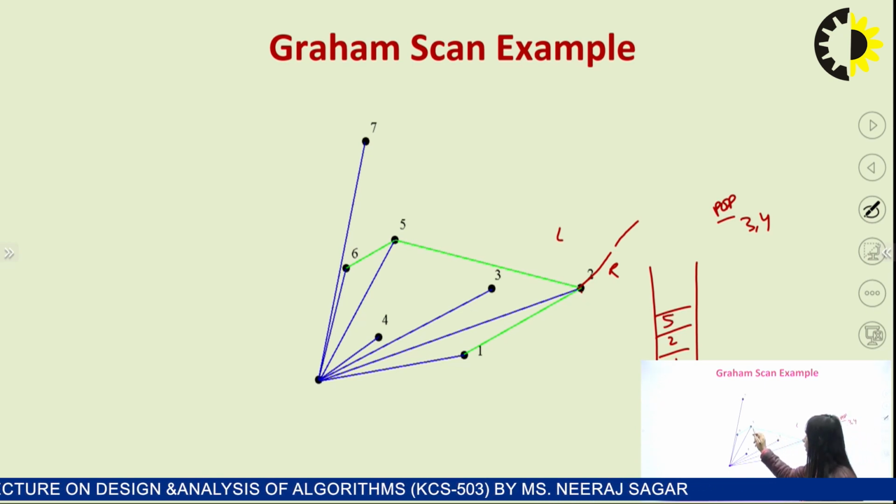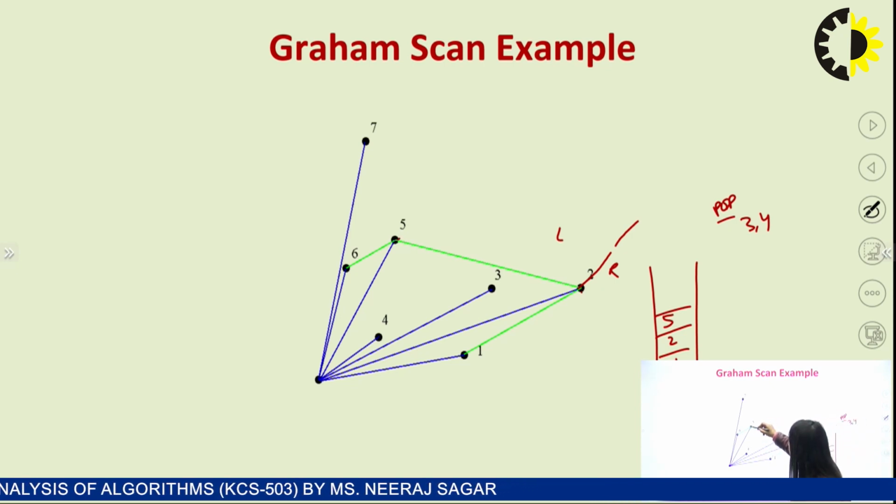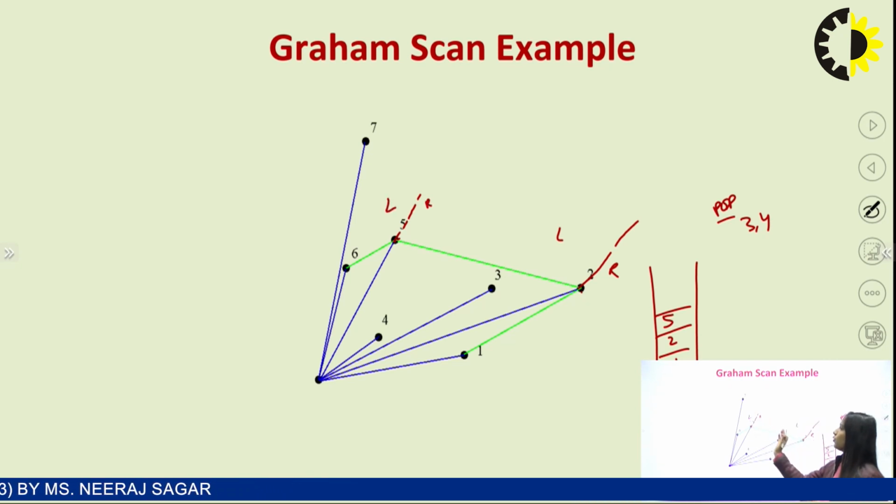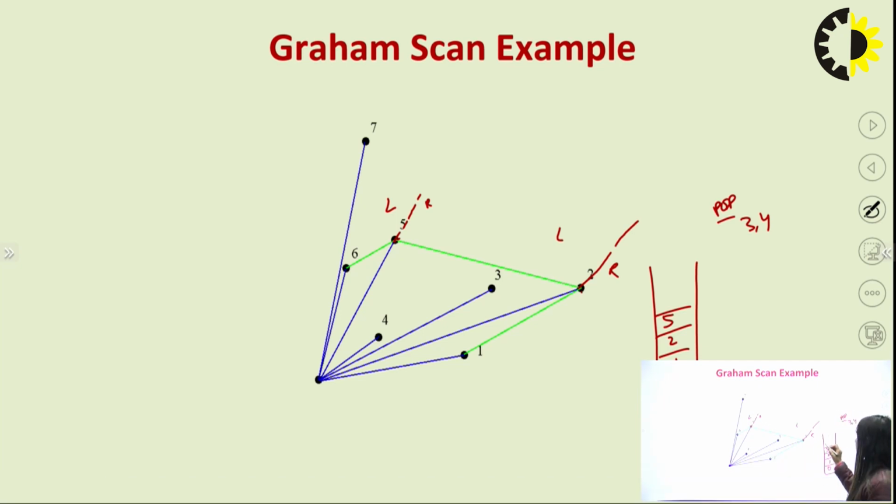When you push 5 here and you are on this point, if you extend this point, this part is your right and this part is your left. Now on the left side you have this point 6, right? Now you can push 6 into the stack, and this is your top of the stack.